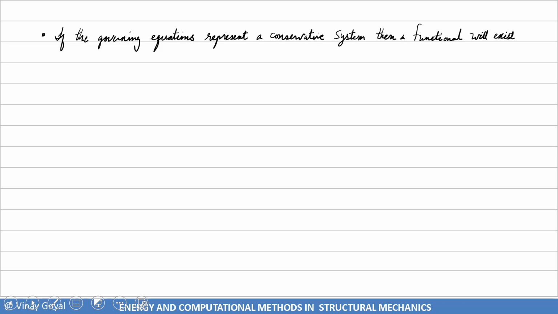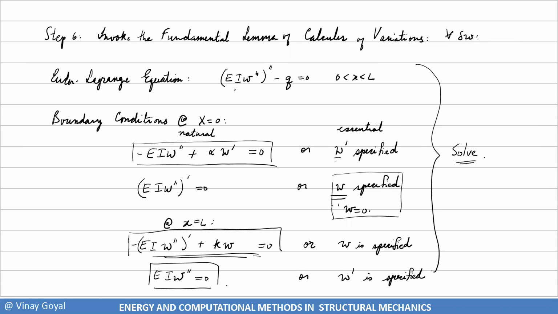And so we can form the functional for any problem. And the way we do that is that we take... then a functional will exist and you can determine the functional. And the first step in determining the functional is to start with the governing equation, this governing equation here. So let's start with that and see if we can get to the functional.